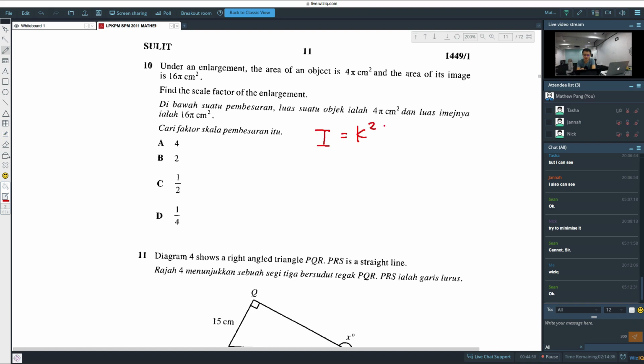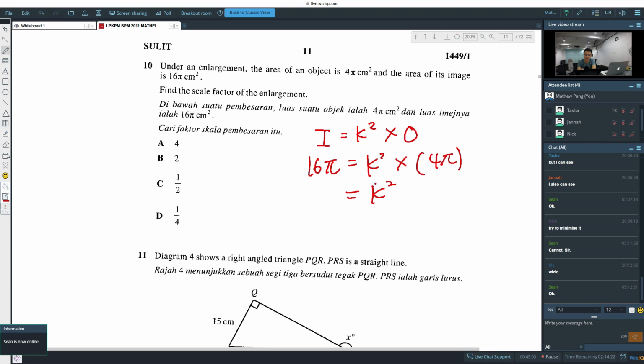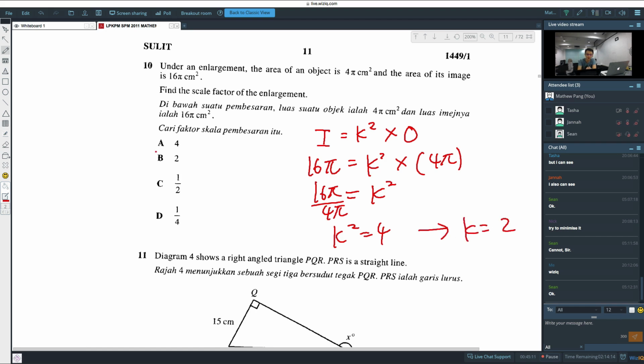So in this case, the area of the image is given as 16 pi. k will be the scale factor squared multiplied by the area of the object, which is 4 pi. Then you simplify, you get k square equals 16 pi divided by 4 pi. So k square equals 4. So therefore k equals 2. So the answer will be B.